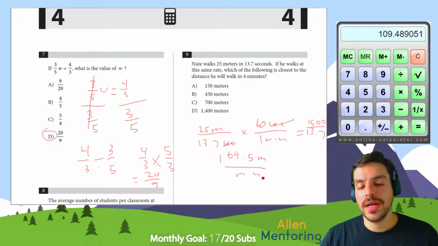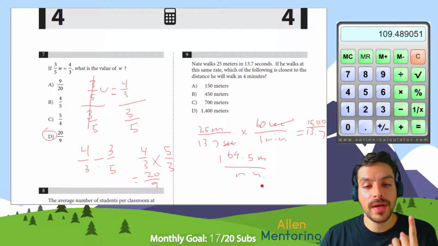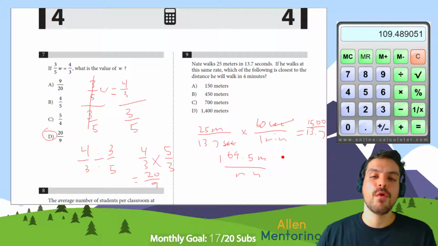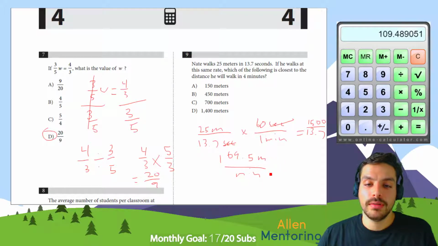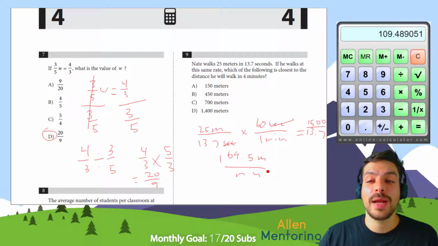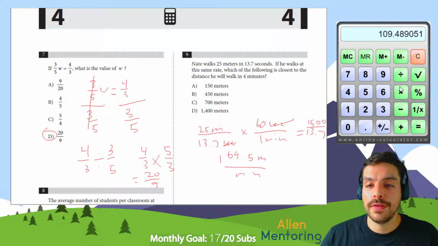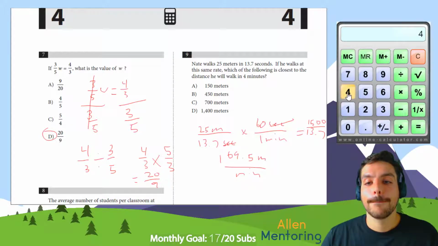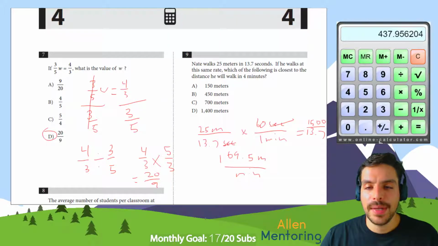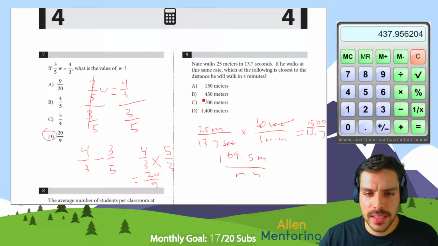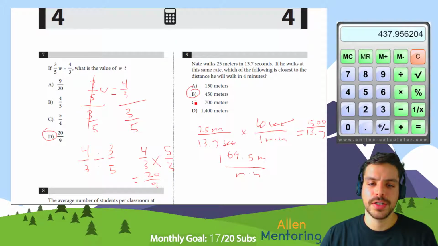But we don't want to know how many meters it is in 1 minute. We want to know how many meters it is in 4 minutes. Since I know it's 109.5 meters per minute, all I have to do is multiply this by 4, and that'll tell me how many meters in 4 minutes. And so the closest in this case is 450 meters.